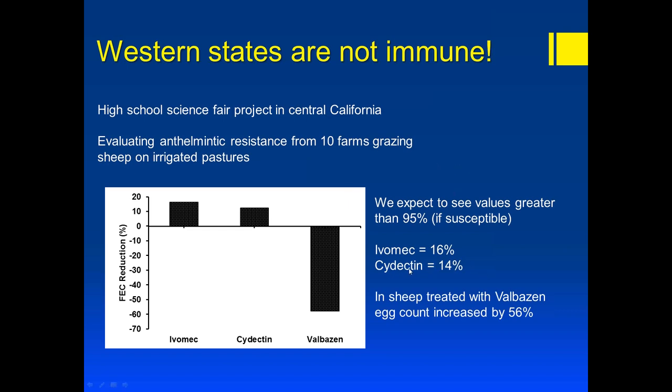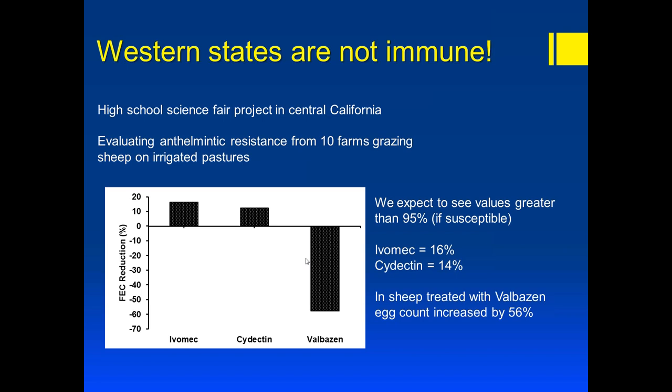We're getting 14% with Cydectin. In the sheep treated with Valbazen, one of our benzimidazole dewormers, one of the white dewormers, the fecal egg count after treatment was actually higher than it was prior to treatment. In this scenario, the fecal egg count increased after Valbazen treatment by about 56%. So Valbazen in this scenario wasn't working. If you're thinking you're in the Western states and you're immune to this phenomenon and it's only a problem occurring on the eastern side of the country, I think we have to rethink that philosophy.